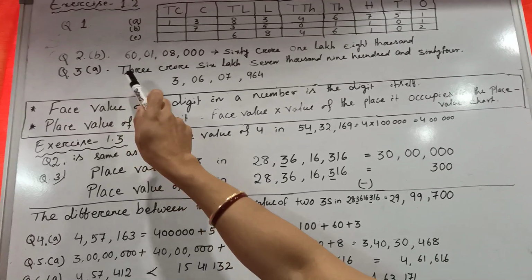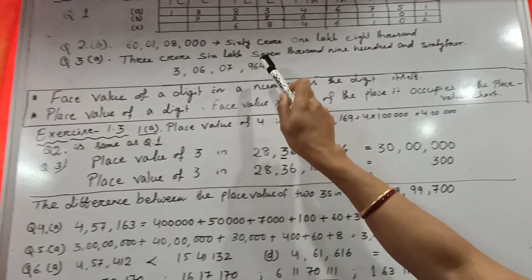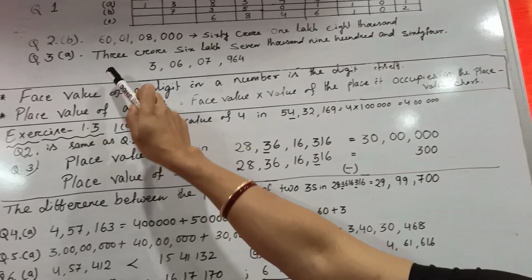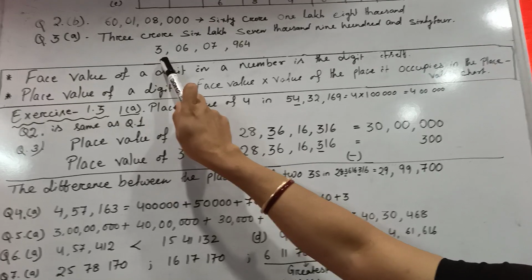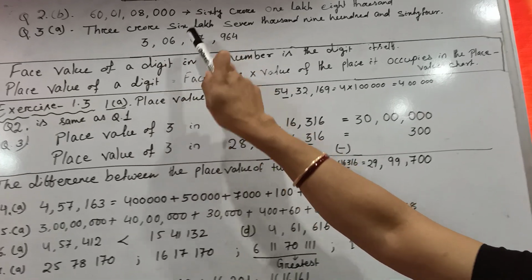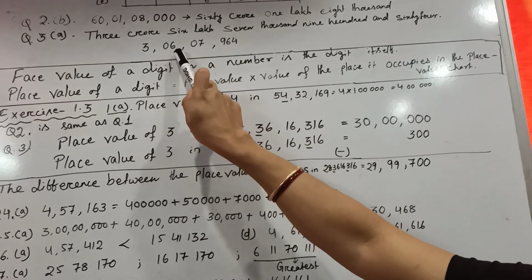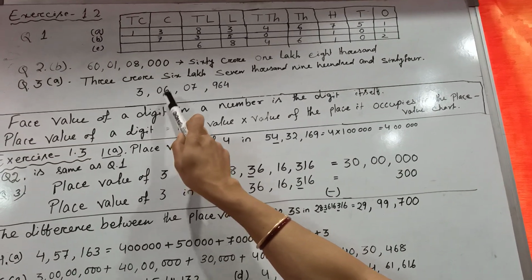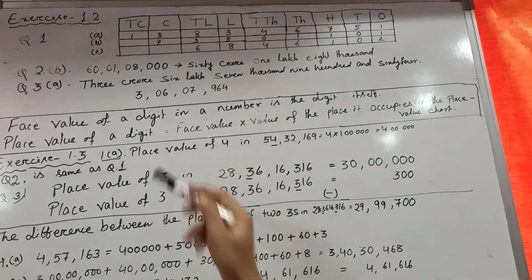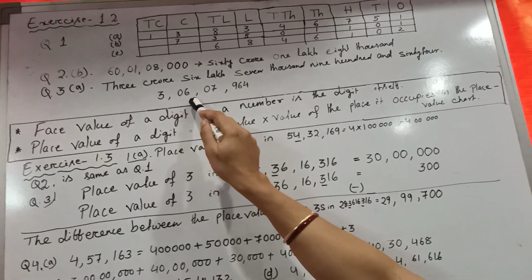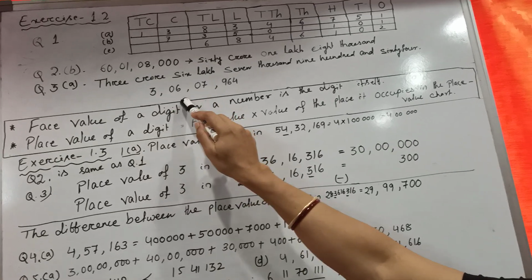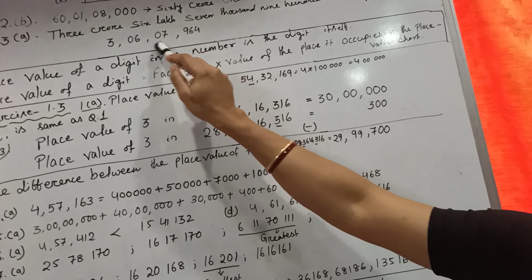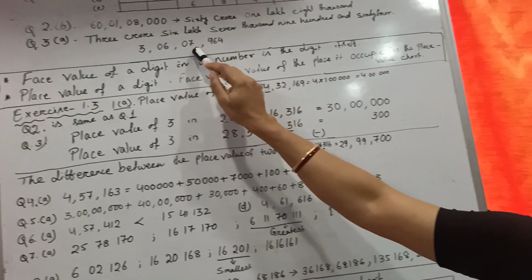One question I have done, 3 crore 6 lakh 7,964. How to write? 3 crore, first write 3 in crore place. Then 6 lakh. How to write 6 lakh? 06, because lakh you have to write in a 2-digit number. Here only 6 is given. How to write 6 in a 2-digit number? 06. So 3 crore 6 lakh 7,000. 7 is 07. You have to write in 2-digit form. That is 07, then 964.